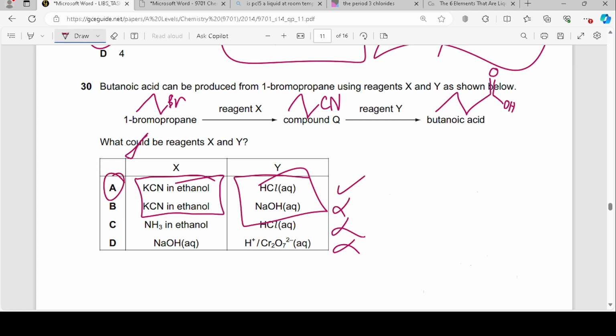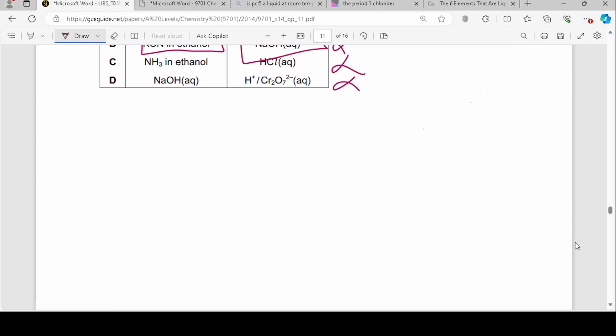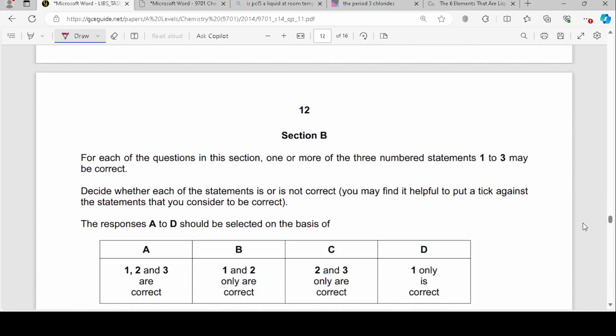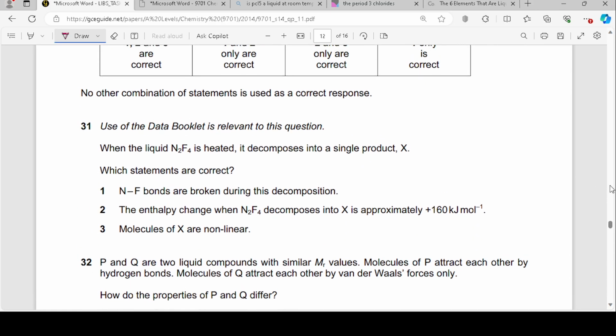Okay? Okay. Now let's go to the next question. Part B. The data booklet is relevant to this question. When the liquid N2F4 is heated, it decomposes into a single product X. Which statements are correct?